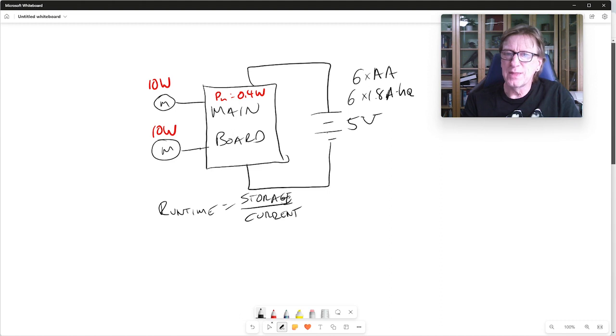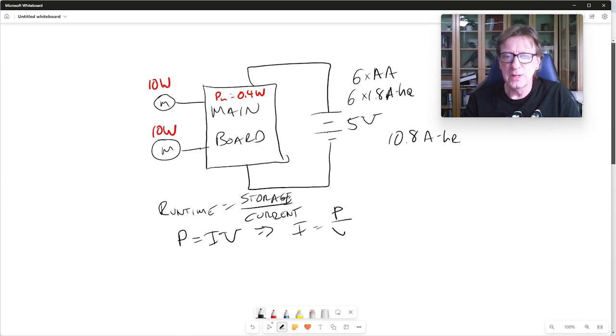And if you multiply that out, then we're going to get something like 10.8 amp hours total. But I need to know the current. And so just like we did before, we're going to use the power equation. And I need to find out which one I'm going to use. I want the current, I know the voltage, and I know the power. So the right one to use for that is going to be P equals IV, just like that. So we're going to solve that for I, and I get P over V.